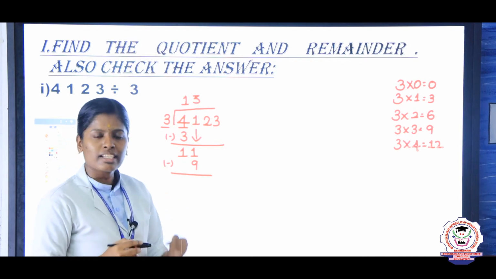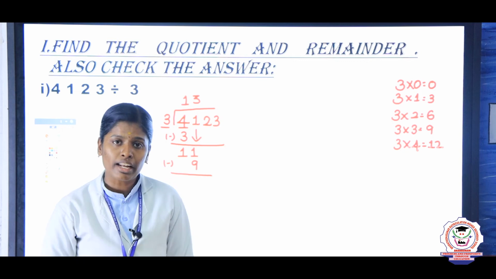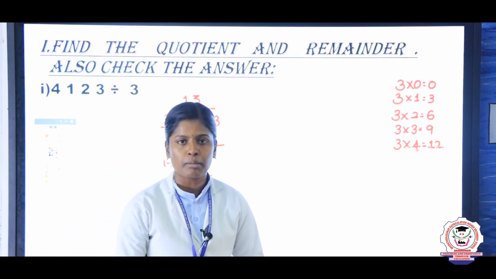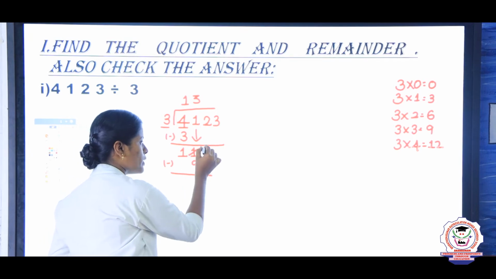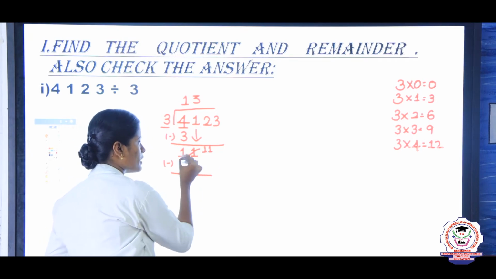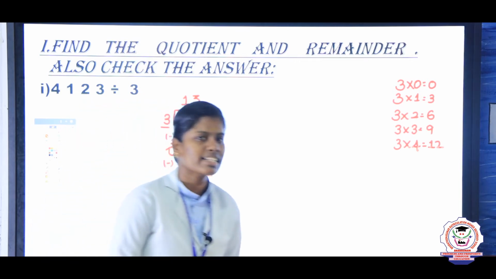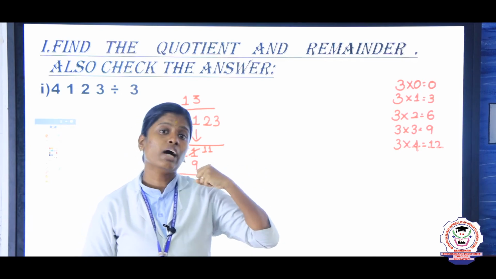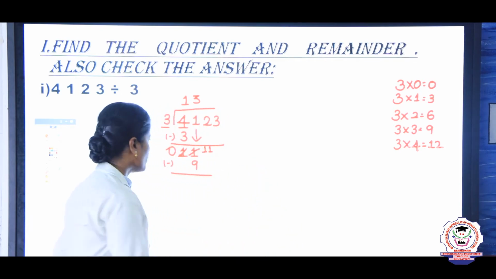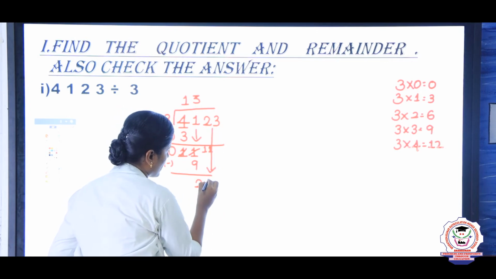Now, is 1 minus 9 possible? It is not possible. Why? Because 1 is the smaller number and 9 is the greater number. Here we are going to borrow from the previous digit. So 1 will change into 11, and the 1 before it will change into 0. Now 11 minus 9, what is the answer? 9 after 10, 11. So we have 2 as the answer. Write 2. Next we should bring down another 2.